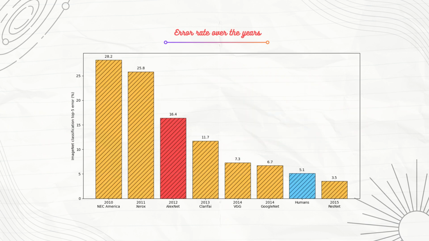Looking at the graph, we can see that before 2012, the drop in error rate was significantly small, around 2.4%. But in 2012, they achieved a drop of 9.4%. And after that, the trend continued to decrease following their path. And by 2015, the error rate went down to 3.5%, achieving a lower error rate than humans.